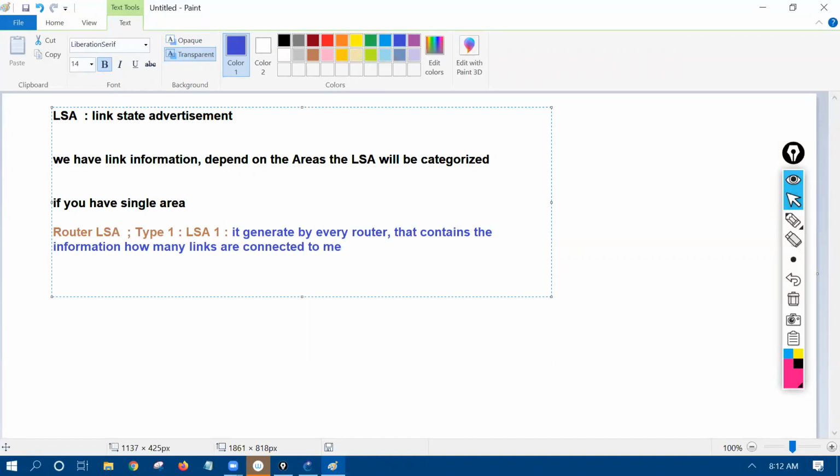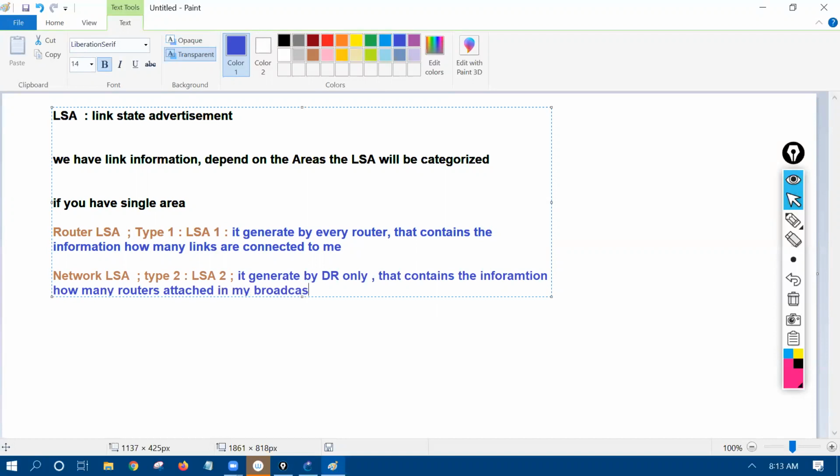Then the next LSA is known as the network LSA. It's a type 2 LSA, LSA number 2, and it is generated by the DR only. That contains the information of how many routers are attached to me in my broadcast domain. So basically we have two types of LSA in a single area.